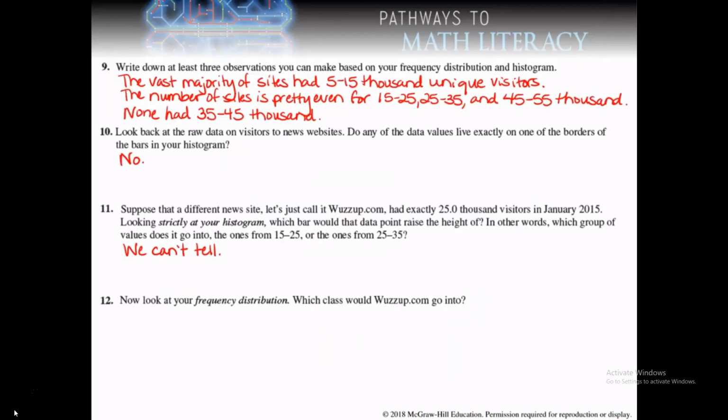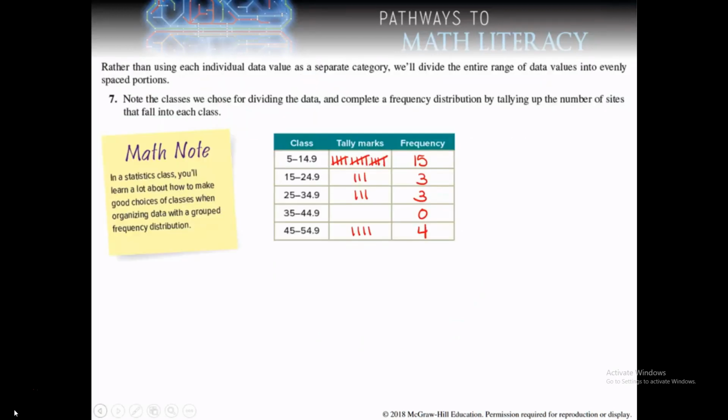So 12 says, what about in the frequency distribution? Well, our frequency distribution was much more specific. You can see here that 25,000 would not go in the 15 to 24.9 class. It would go in the 25 to 34.9 class.